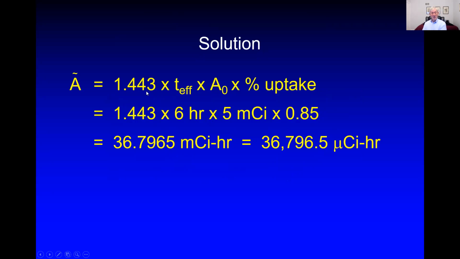So let's take a look. The cumulative activity is simply going to be the starting activity A0 times the percent uptake. That would be the 5 millicuries times 0.85. This product is how much is in the liver. And we multiply it by 1.443 times 6 hours. And look what we come up with: 36,000, almost 37,000 microcurie hours. That's a really large cumulative activity.